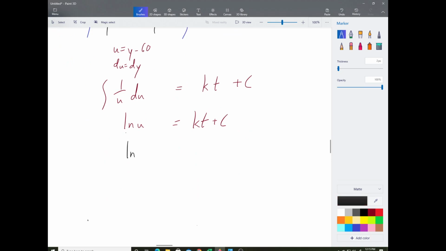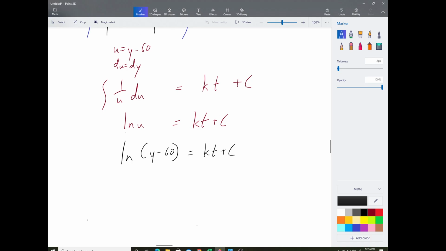I'm going to go ahead and plug back in what my u value equaled. That was equal to y minus 60. Because I know I'm going to be plugging numbers like 100, 90, 80 in there, I'm going to just go ahead and use parentheses. I'm not going to worry about the absolute value, because I know later the numbers I'm plugging in won't accidentally give me a negative number inside the natural log.